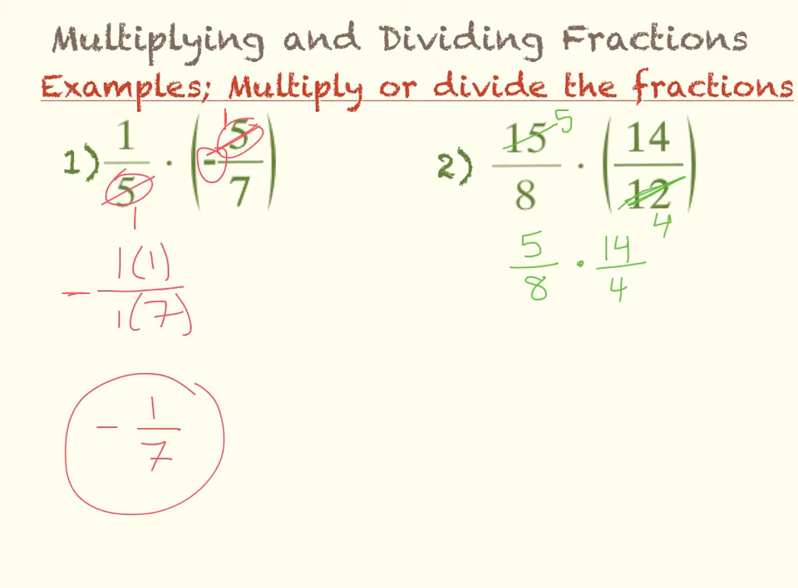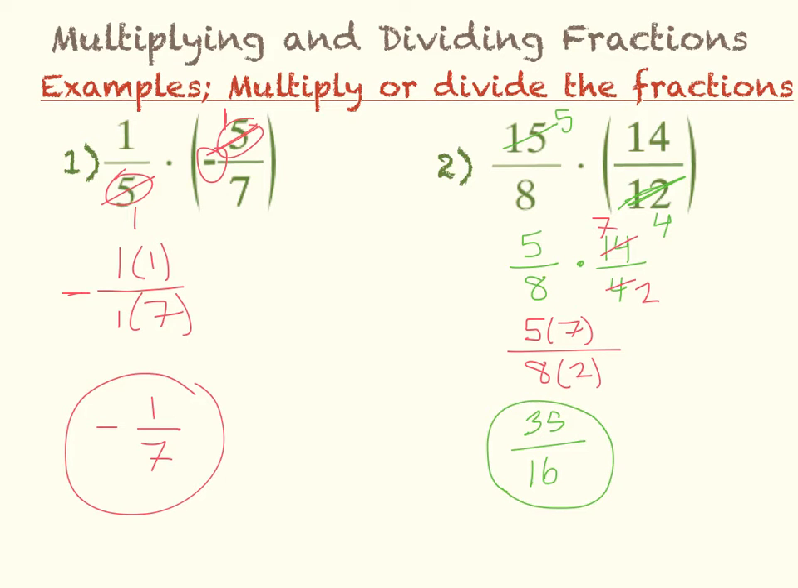But again, I can simplify over the fraction bar because 14 is even and 4 is even. I can break that down into 7 and 2. So what I have is 5 times 7 over 8 times 2, and then I should be fully simplified once I do the multiplication. So 5 times 7 is 35, 8 times 2 is 16. And if you want to leave the answer like that, that is fine. There's no negative sign, so there's your final answer.